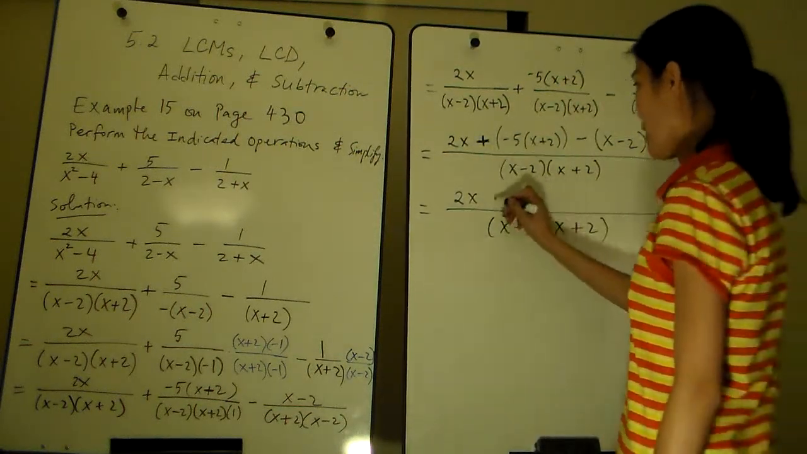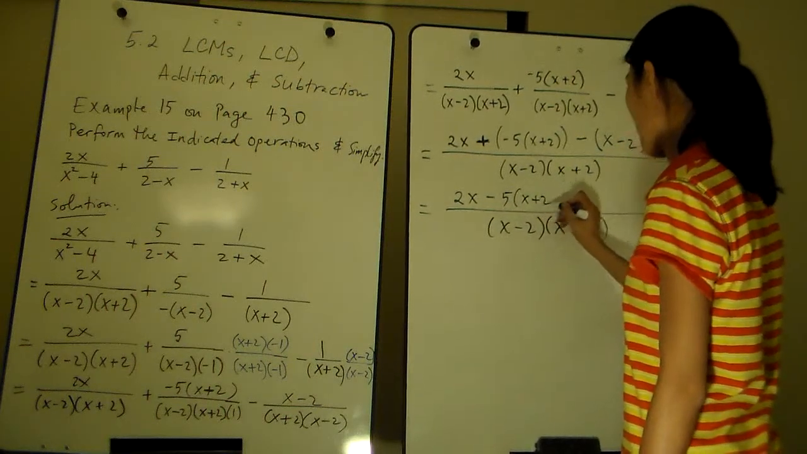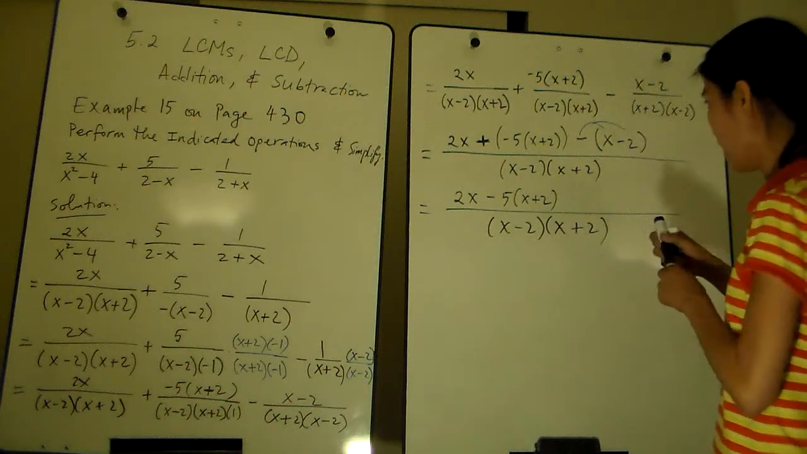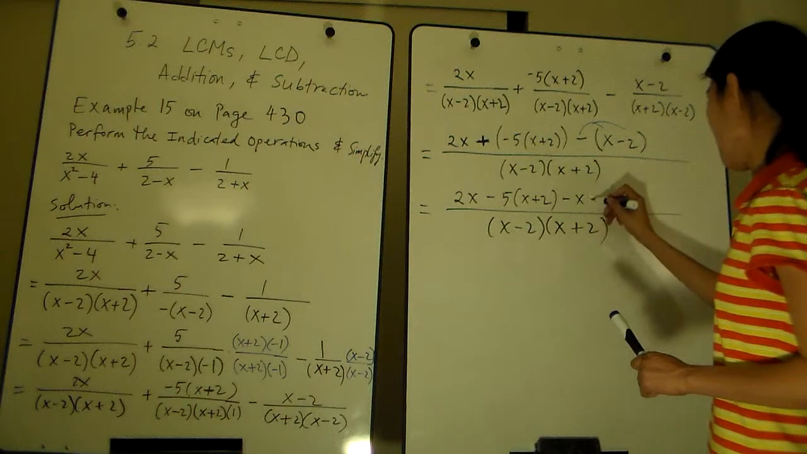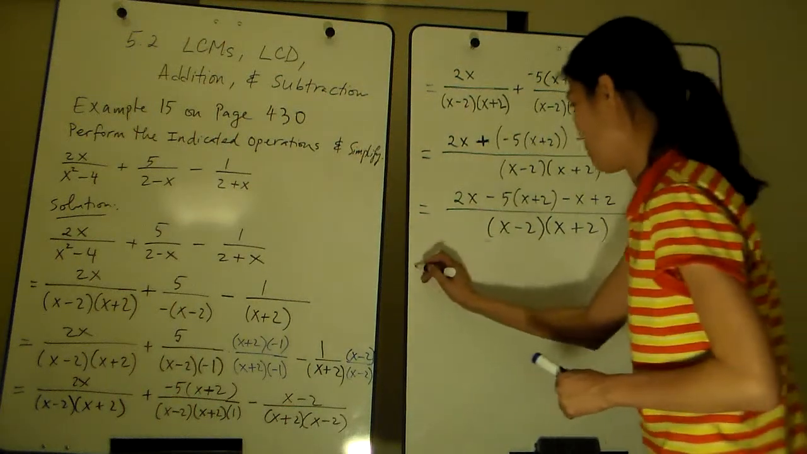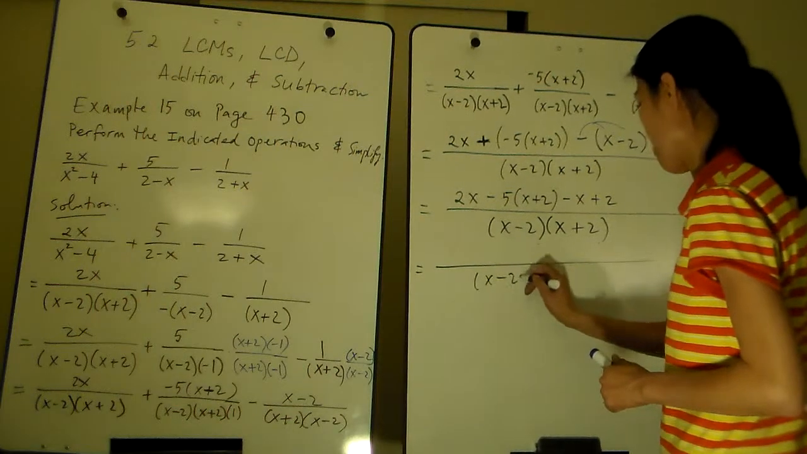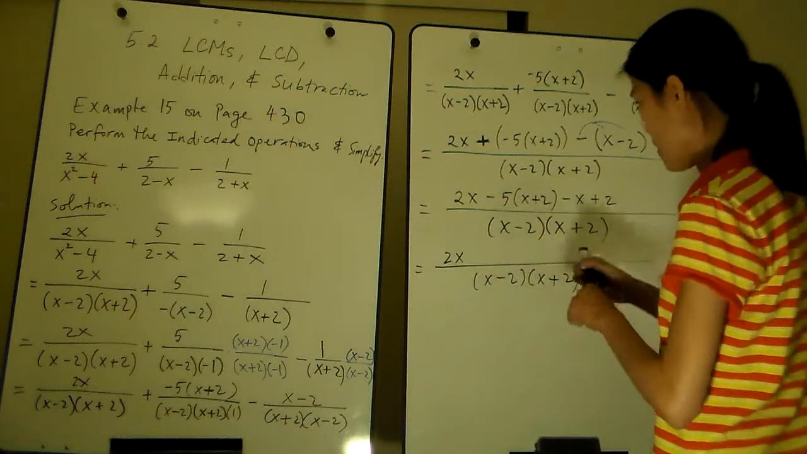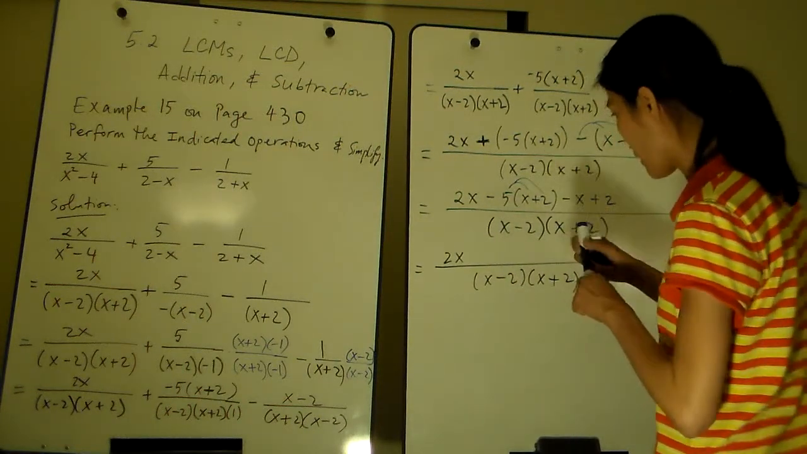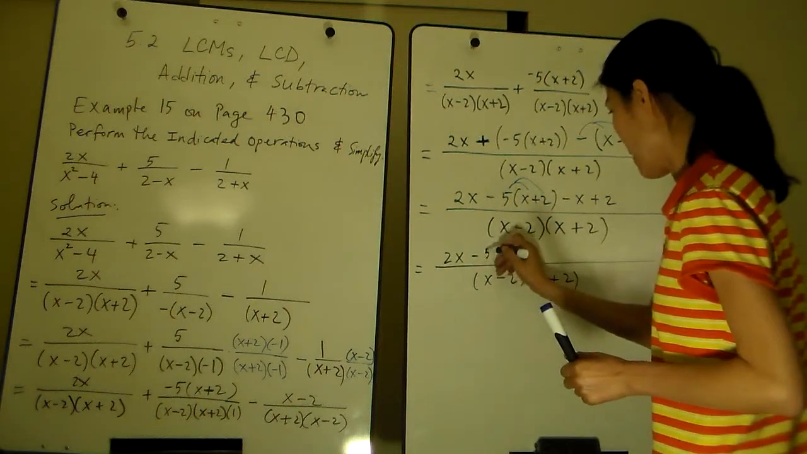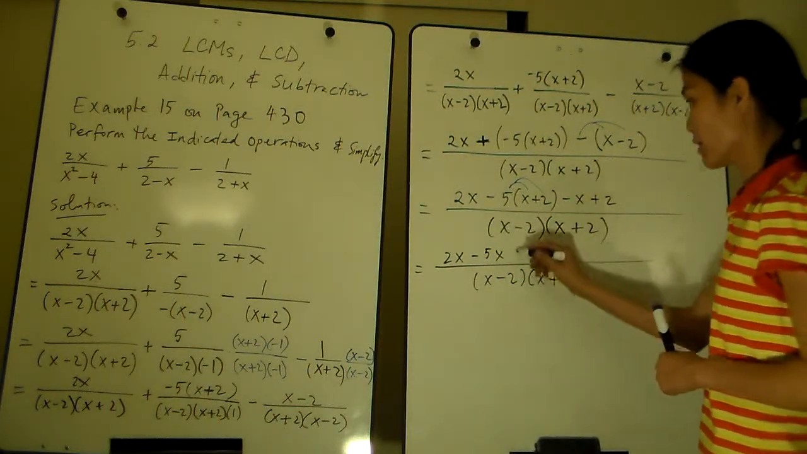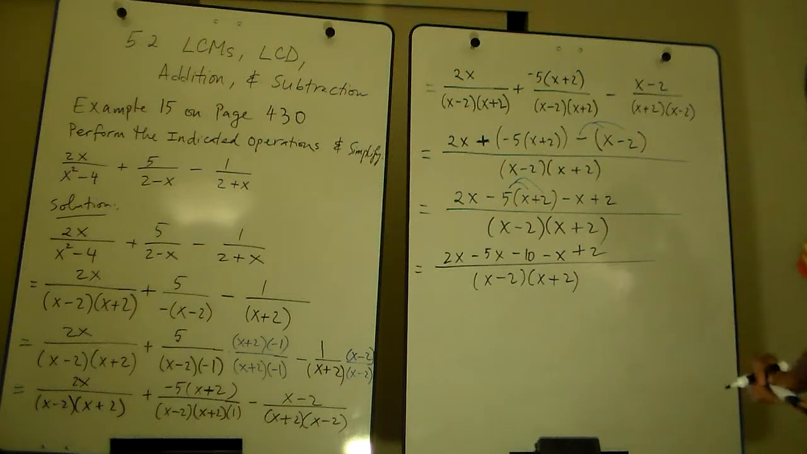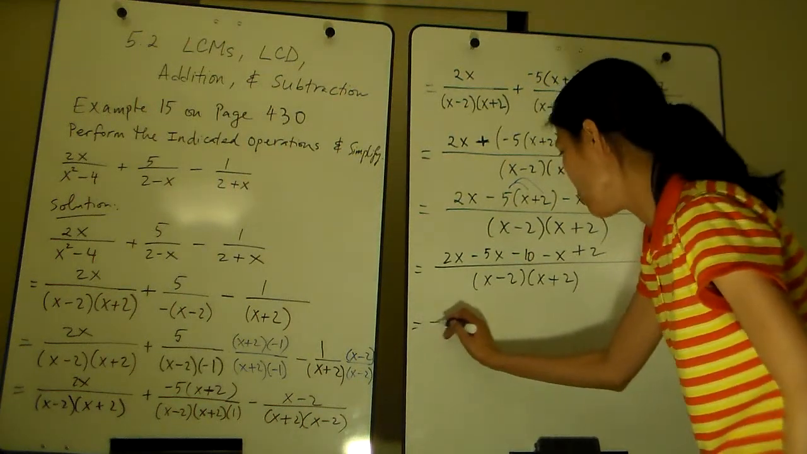2x, positive times negative 5 is negative 5 times x plus 2. Negative distribute. You would have negative x, negative 2. Simplify further, you get 2x here, negative 5 times x, and negative 5 times 2. Negative 5 times x is negative 5x. Negative 5 times 2 is negative 10. Then subtract x plus 2. And then simplify the numerator as much as you can.